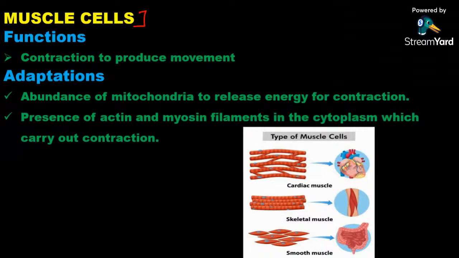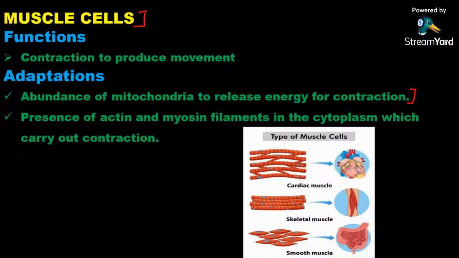Then the muscle cells, what is their function? The function of the muscle cell is contraction to produce movement. Adaptation: they have an abundance of mitochondria. When you hear of mitochondria, just think of producing energy. Muscles, the ones that enable you to do all activities, need energy. This is the reason why they have a lot of mitochondria, so that more energy can be synthesized.